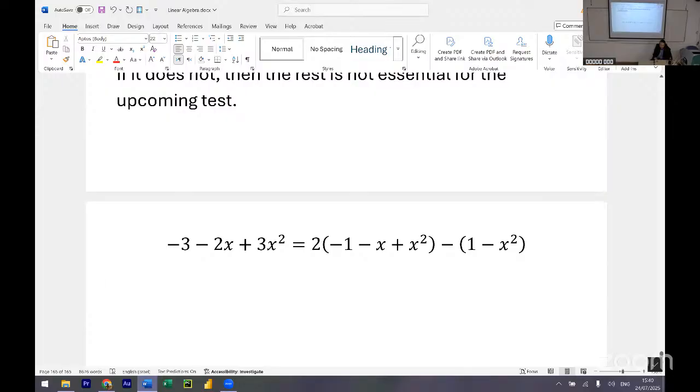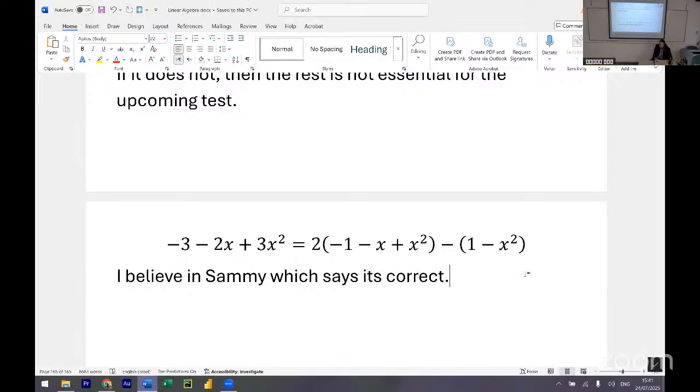And okay, I believe, yes, I believe in Sami, which says it's correct, which I've checked. Yes. Okay, but if it wasn't, then there is no such linear transformation, and if it's not contradicted, like I said, you don't have to worry about the rest here. Any questions so far? Couple.